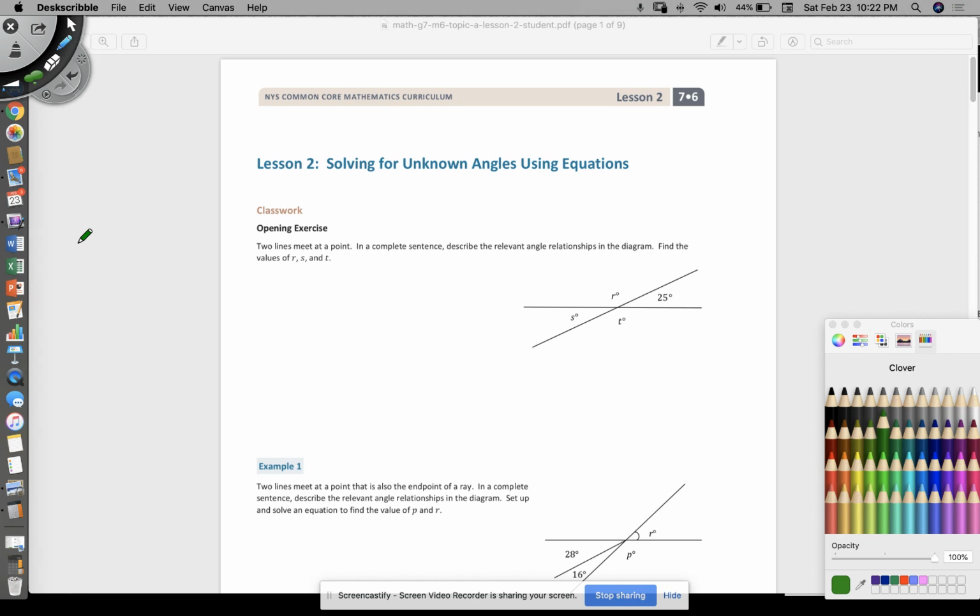So two lines meet at a point. In a complete sentence, describe the relevant angle relationships in the diagram and find the angle values for R, S, and T. So this is a great example of one particular definition that we talked about yesterday. So we have this angle measure is 25. Now I can find out what all of these angle measures are by doing one simple rule. And that rule is called the vertical angle rule.